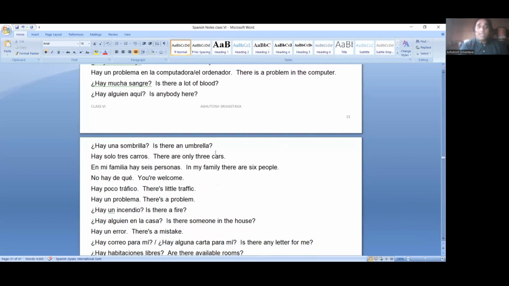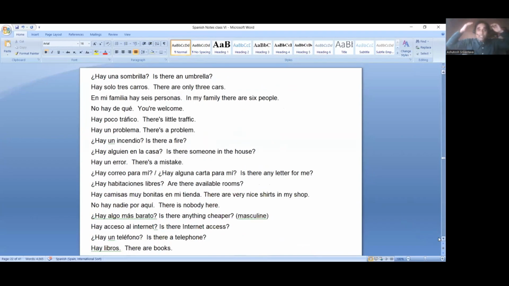Is there an umbrella? Hay una sombrilla. That is not sombrero. Umbrella is sombrilla. Shadow is sombra. These are three words very similar to each other. There are only 3 cars. Hay solo 3 carros or hay solo 3 coches.